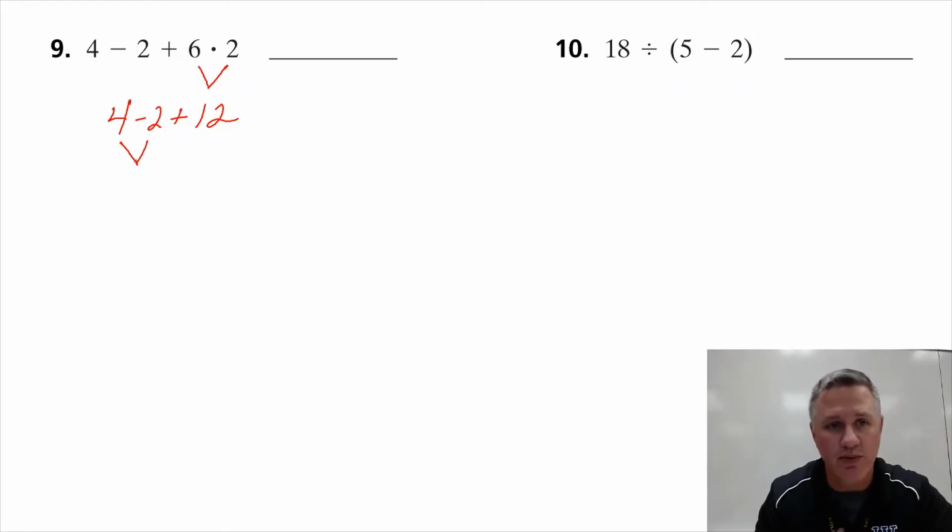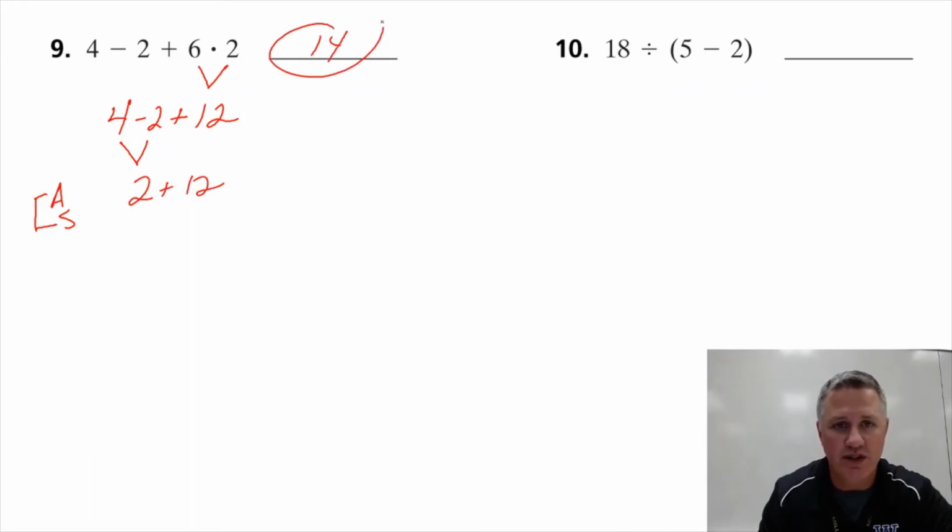I'm going to follow the order of operations. Remember, addition and subtraction work together. Whatever comes first, left to right. So I'm going to start with 4 minus 2. 2 and 2 plus 12 is 14.